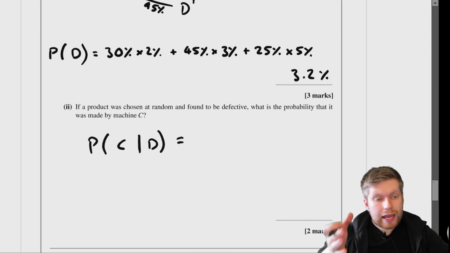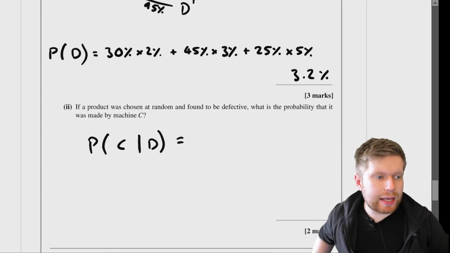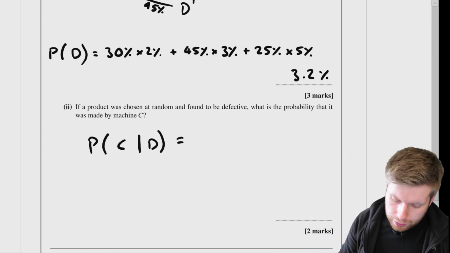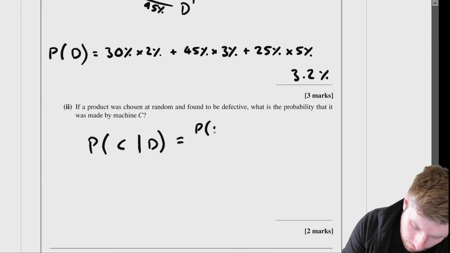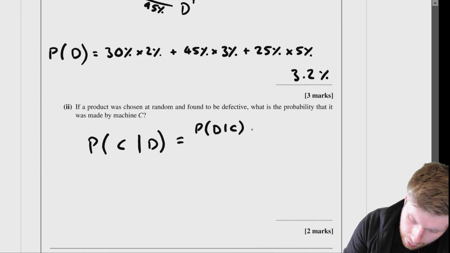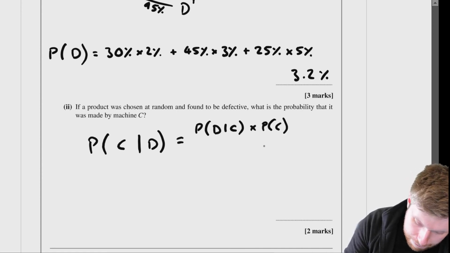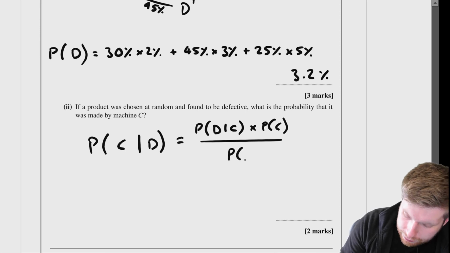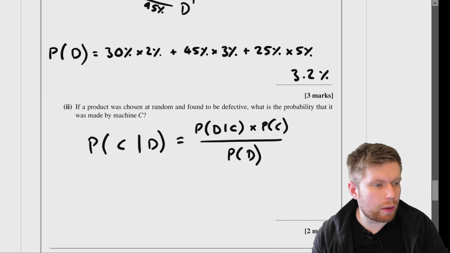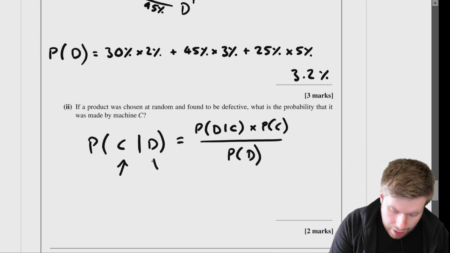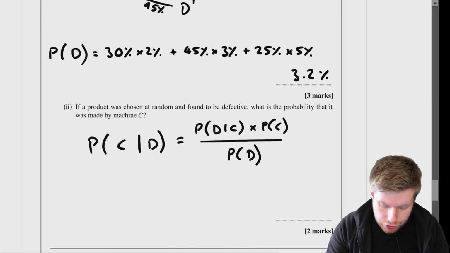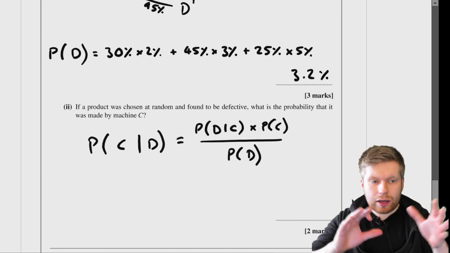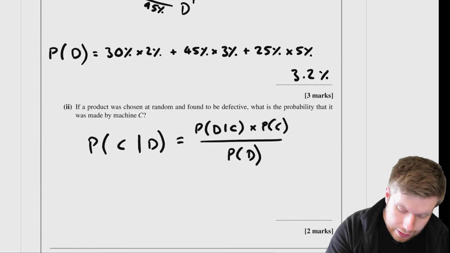Well, again, I can just use Bayes' theorem here. Now, I'm not going to write down Bayes' theorem again because we did it in the last question, okay? So it's basically going to be the probability of D given C multiplied by the probability of C, all divided by the probability of D. So again, just using Bayes' theorem, I can simply recite it there. Then I just need to go through and work out what each thing is individually.